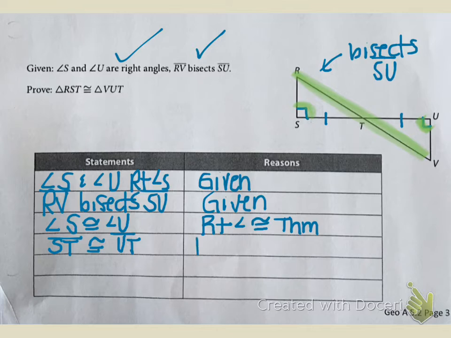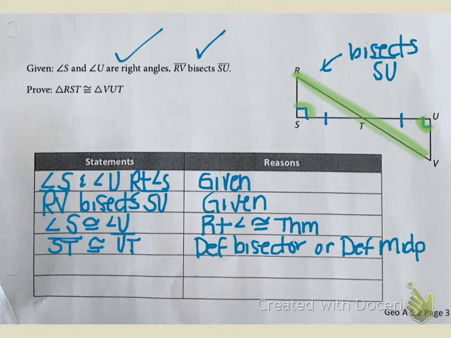So we have some options here. You could say definition of bisector or definition of midpoint. Okay, so I've got you to two parts, right? We have angle and side, angle and side in these two triangles. And we just need one more thing. So this is where I'm going to end, and these are for you to finish.